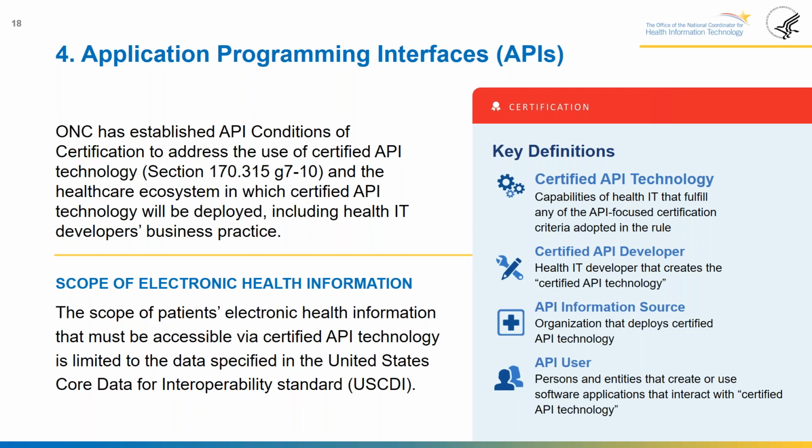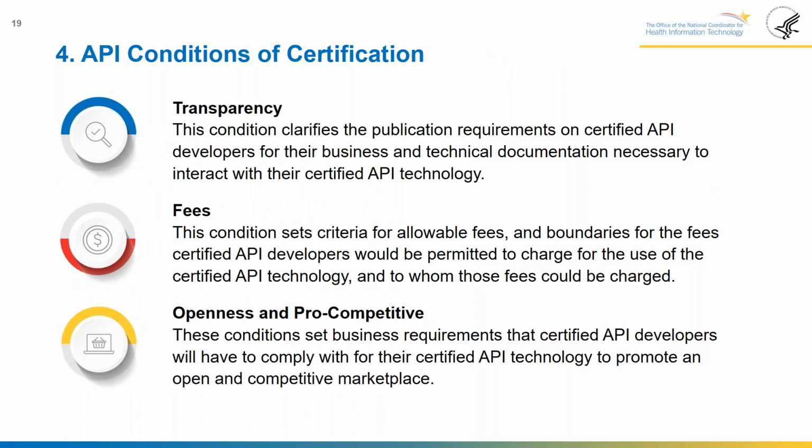And an important thing to note with this condition, again, it's the USCDI, which is the scope of data we're looking at when we talk about the APIs. Okay, next, so these are the actual conditions that are highlighted as well in our API conditions of certification. So we include conditions that are about transparency, fees, and openness, and that promote pro-competitiveness to promote an open and competitive market.